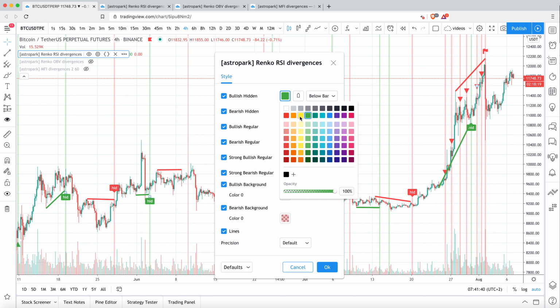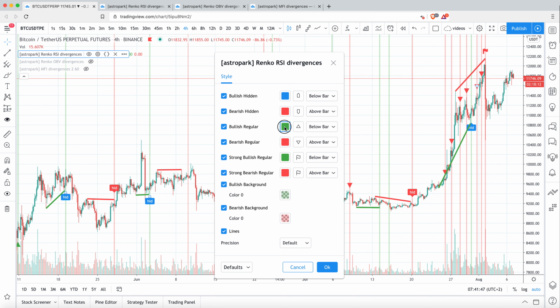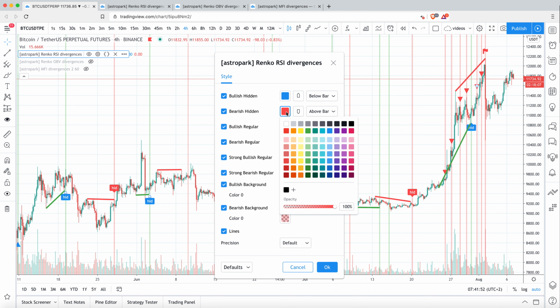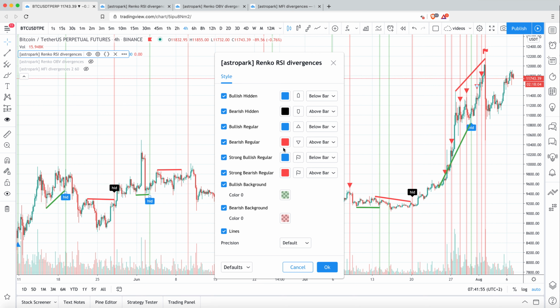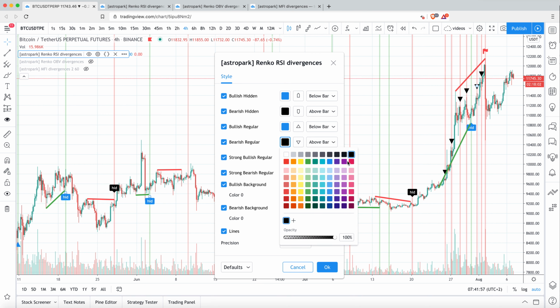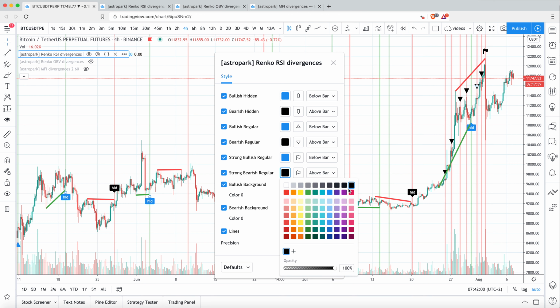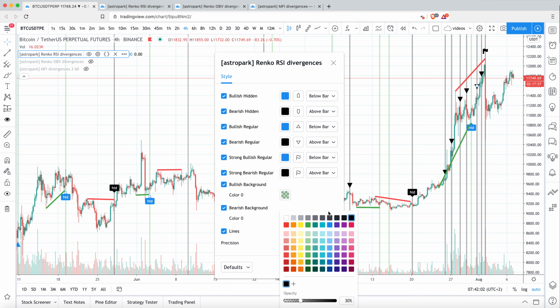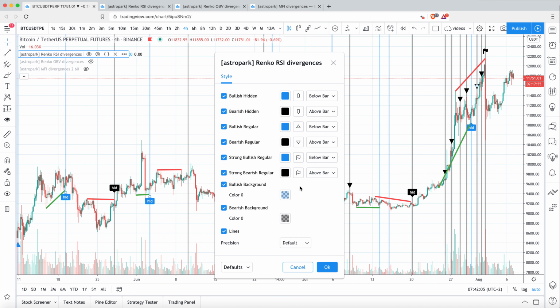You can of course change the color. If you don't like the red and green, you can move to, let's say, blue and purple, or you like more the black. Okay, you can do it. You can customize as you like, for example, like this. Okay, lines can't be customized, by the way. TradingView does not let us do it.